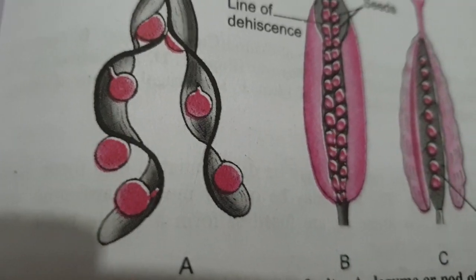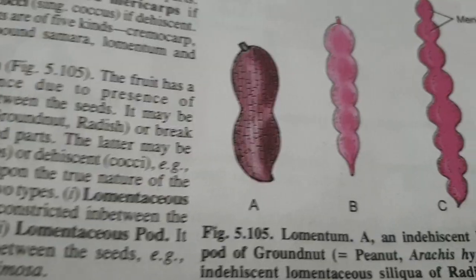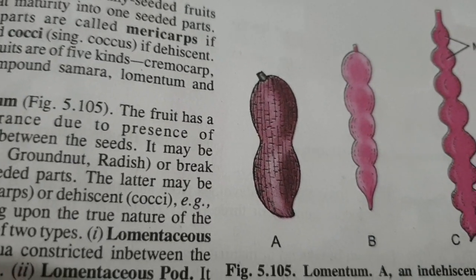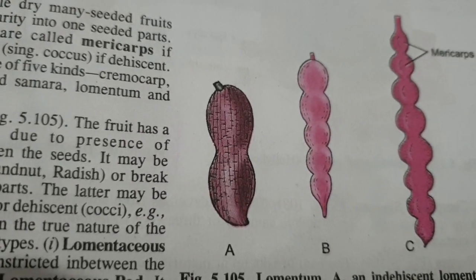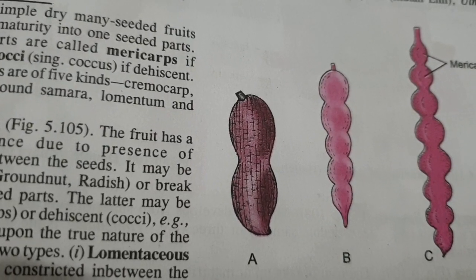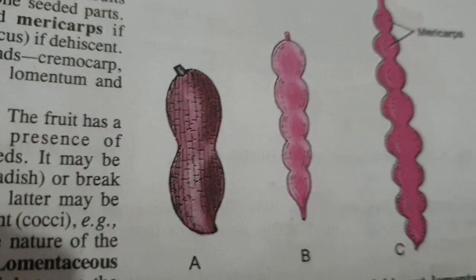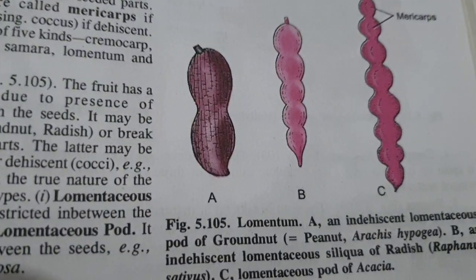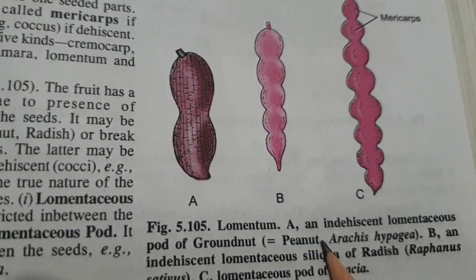Then third one is the schizocarpic fruit. Schizocarpic fruit, these are many seeded dry and simple fruits which break up into single seeded parts. Their indehiscent parts are mericarp and dehiscent parts are known as cocci. Okay, it is divided into many types.